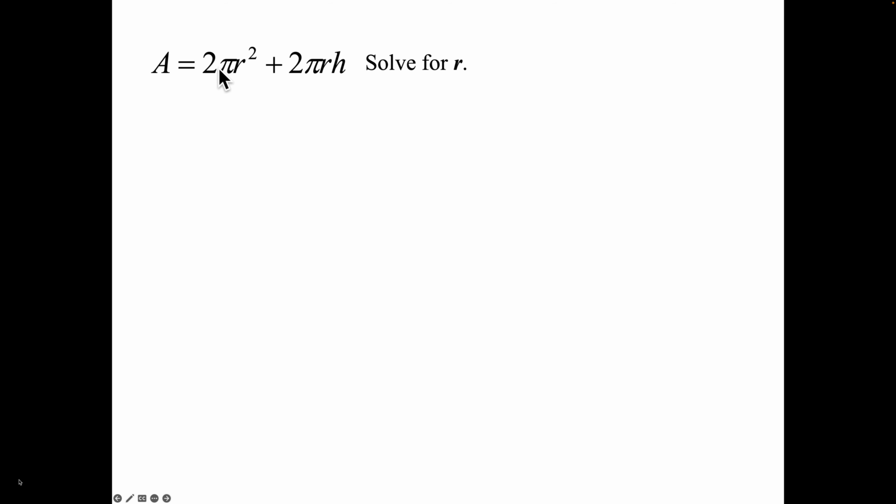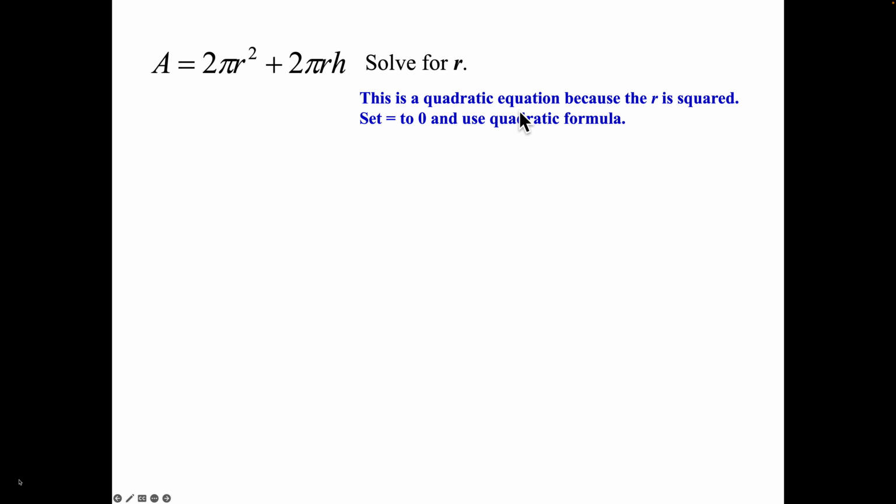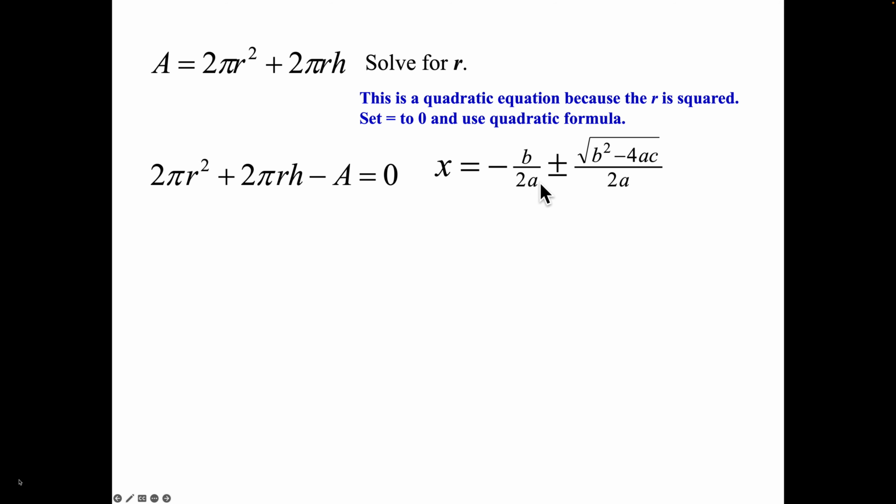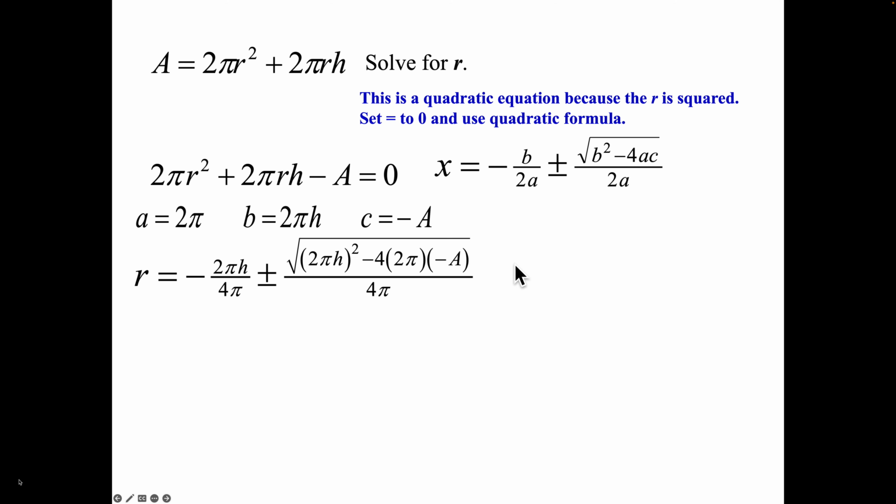All right, a equals 2 pi r squared plus 2 pi r h, solve for r. This we're going to turn into a quadratic equation, set it equal to 0, so we're going to subtract over the a. The reason it's quadratic is because you have an r squared and an r to the first. And I'm going to use the quadratic formula. So I subtracted over the a, here it is. So a is 2 pi, b is 2 pi h, and c is the negative a.